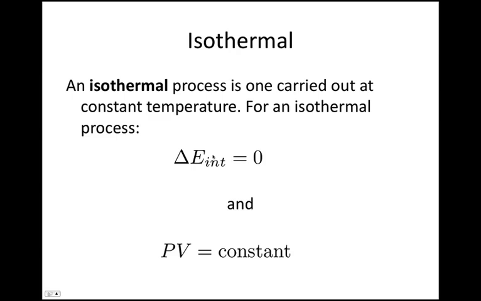Now we're going to run through a number of definitions. It's very important that you are familiar with these definitions. Most of them are fairly obvious from the names. So an isothermal process is one that's carried out at constant temperature. So for an isothermal process, there is no change in internal energy. And we also know from the ideal gas law that PV is constant. So if you see that something's isothermal, you can immediately assume these two equations.